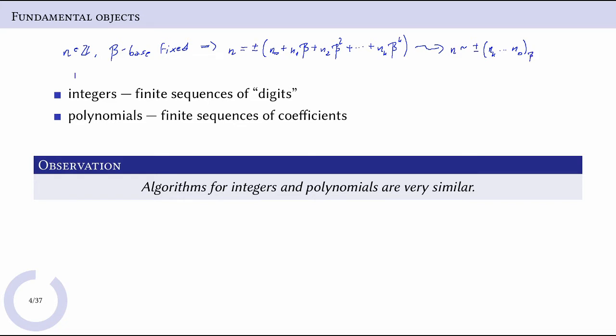So for example, if n is minus 123,047, then this is nothing else but just a decimal representation of a number: minus 1 times 10 to the 5th power plus 2 times 10 to the 4th power plus 3 times 10 to the 3rd power plus 0 times 10 plus 4 times 10 plus 7. So as you see, this is very similar to polynomials.